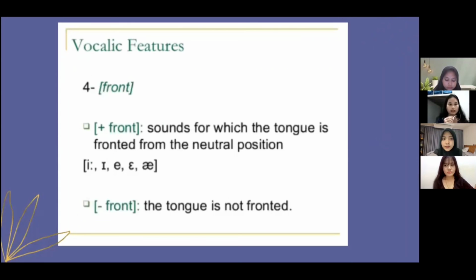Okay, the next is front. Plus front, sounds for which the tongue is fronted from the neutral position. For example, i, a, e, and the others. Minus front, the tongue is not fronted. The specification minus back, minus front characterizes central vowels such as e and i.